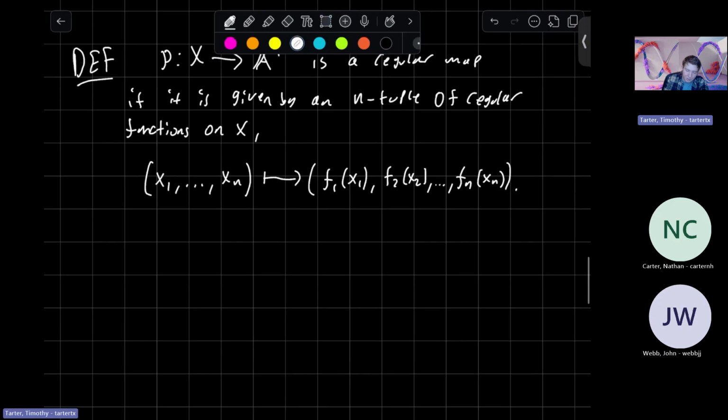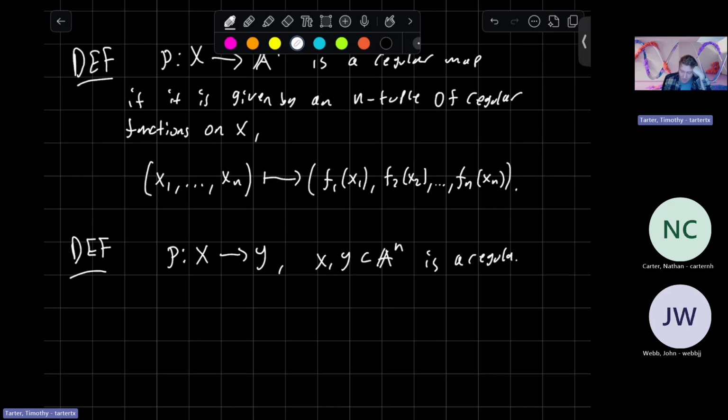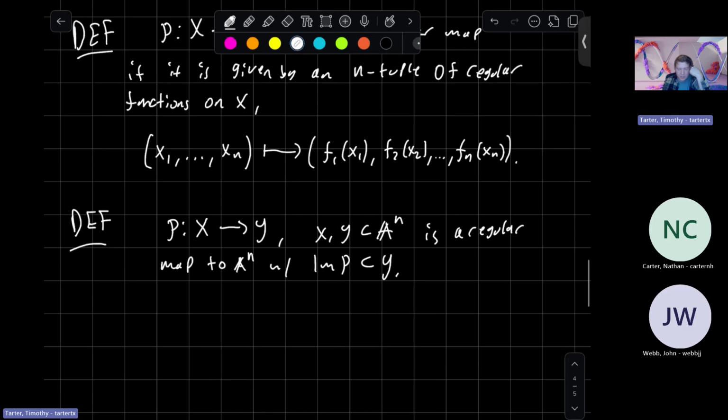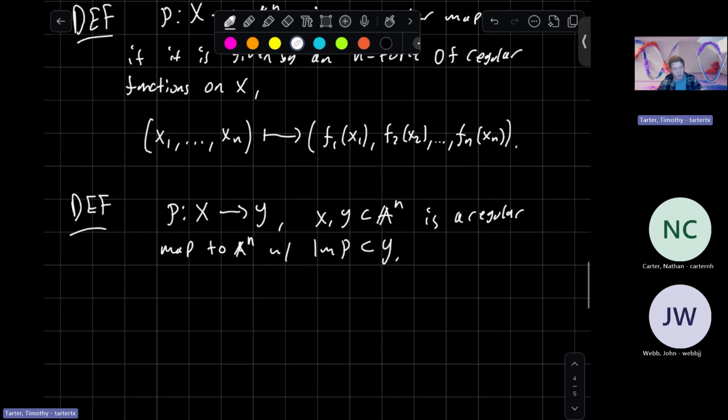And then a map between varieties is kind of a specification of this. So a map rho from X to Y, where X and Y are in A^n or affine varieties, is a regular map to affine space with the image of rho contained in Y. And so this is kind of our notion of a map between varieties.